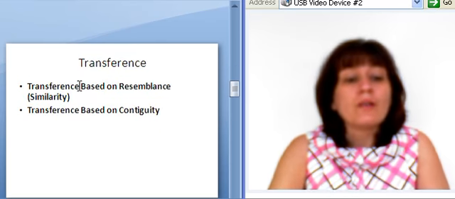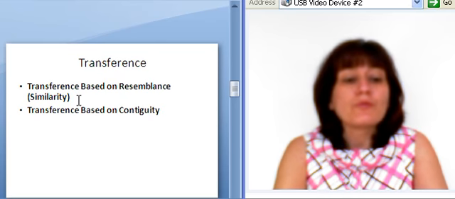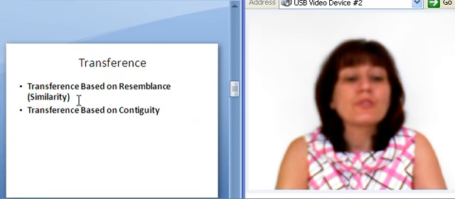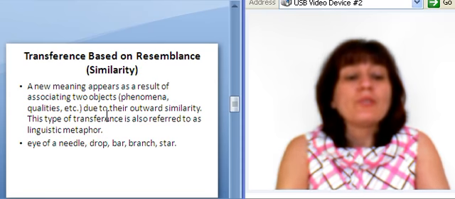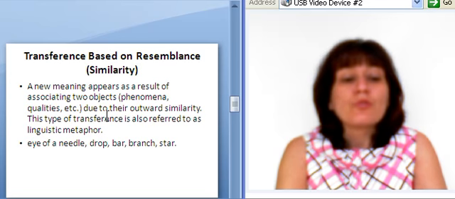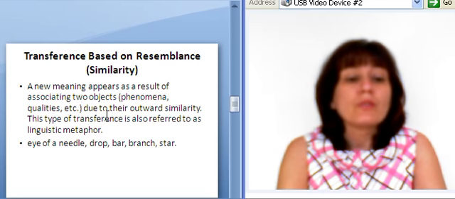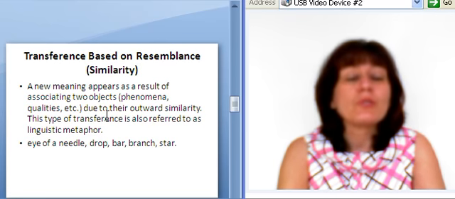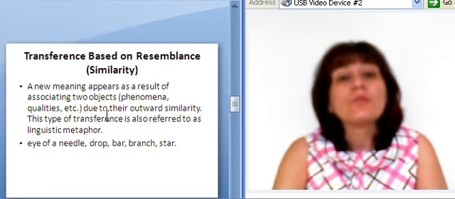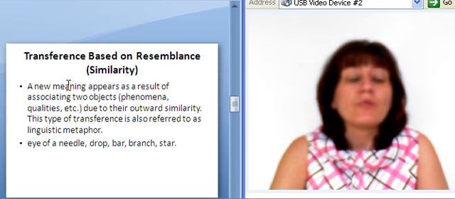Then we discussed two types of transference: transference based on resemblance, or transference based on similarity, and transference based on contiguity. When a new meaning appears as a result of associating two objects, phenomena, qualities, etc., due to their outward similarity, we deal with transference based on resemblance, or transference based on similarity. And we discussed a lot of examples of this kind of transference.